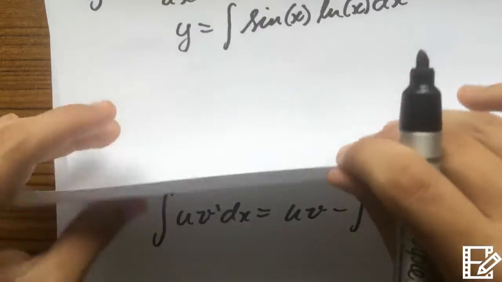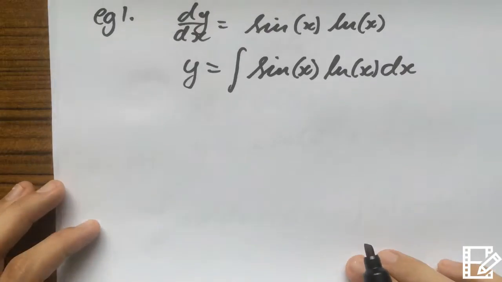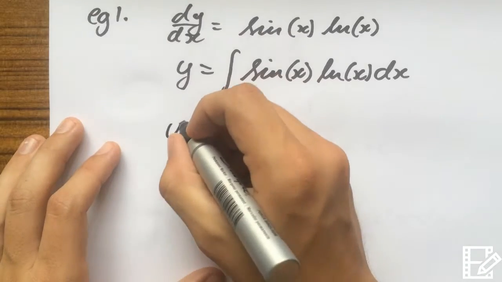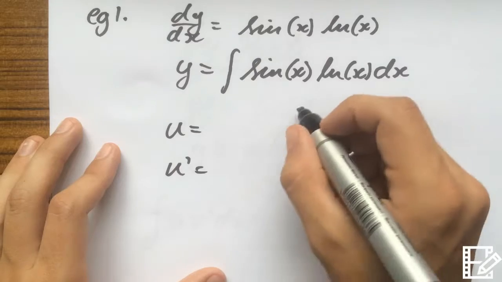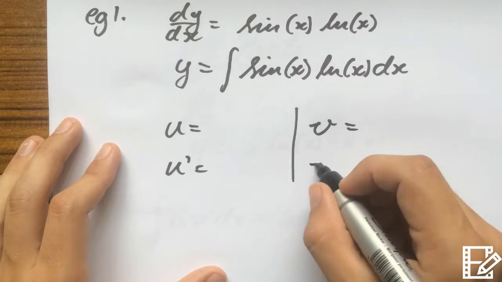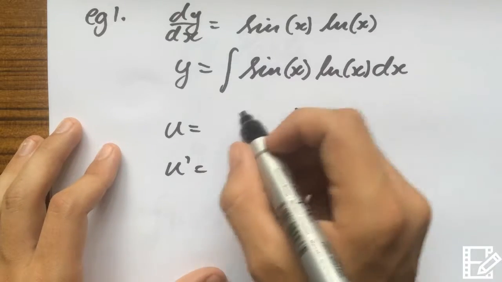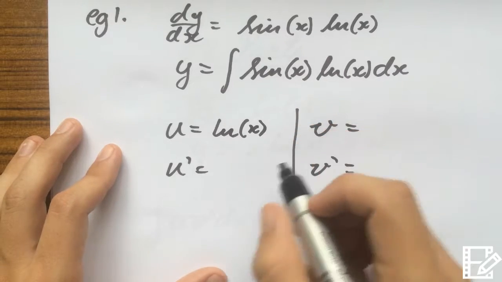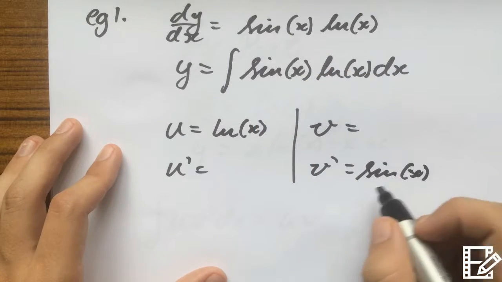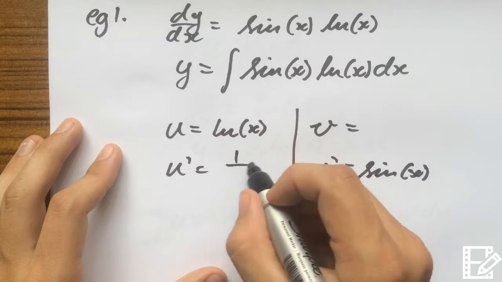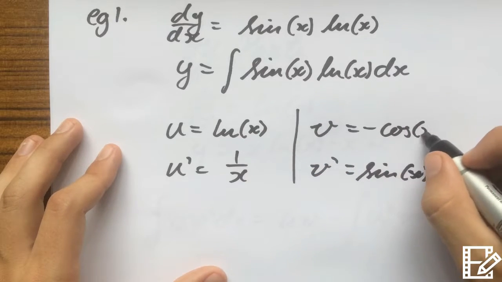Because we need to find a u, a v, a u dash, and a v dash, we have our u, we have our u dash, we have our v, we have our v dash. Okay? We've selected u to be ln of x, and we've selected our v dash to be sine of x. Our derivative of u is 1 over x, and our integral of sine x is negative cos x.